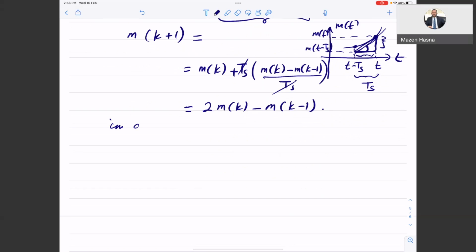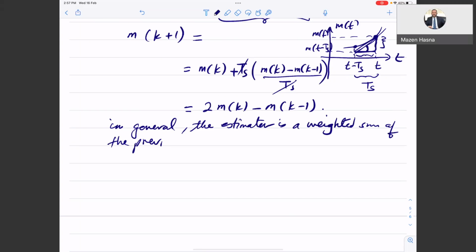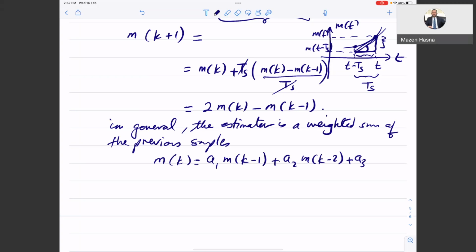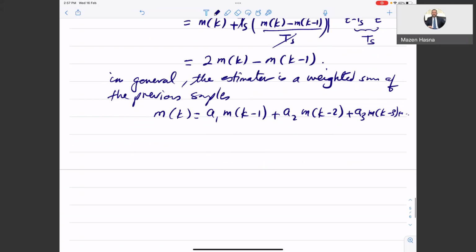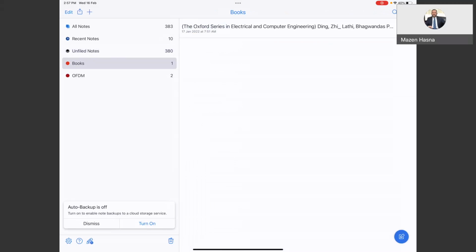In general, the estimator is a weighted sum of the previous samples. So in general, you can write MK as A1 M of K minus 1 plus A2 M of K minus 2 plus A3 M of K minus 3 and so on. And the estimator will look something like this.